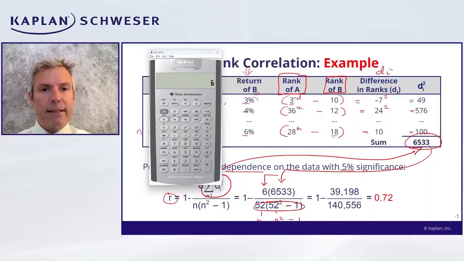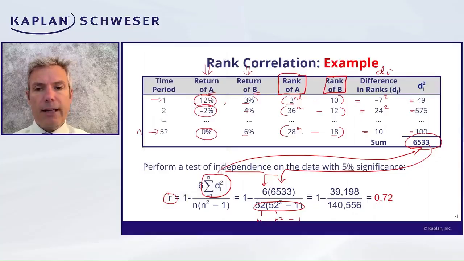So multiply by 6, and then multiply by 6,533. Hopefully we've got, okay, a non-tiny number, 0.27. Now to take that off of 1, what I do is negate it and add 1. That's a nice little trick to speed you up. Negate it and add 1, and you get 0.72, which is what you're looking at here. So that looks pretty big to me. Sample correlation coefficient of 0.72. That's huge.